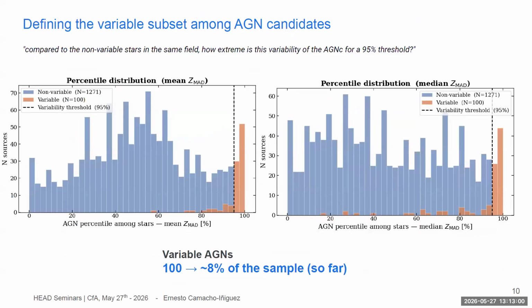Given that epoch, we ask, compared to the non-variable stars or galaxies, the non-variable sources that we have in the field, how extreme is the variability of the AGN? We are using a threshold of 95% in the median of the CMAD, and we require the AGN to have more variability than 95% of the comparison set. And given these metrics, out of the 1,400 objects so far, we have found 100 that are variable, so about 8% of the sample.